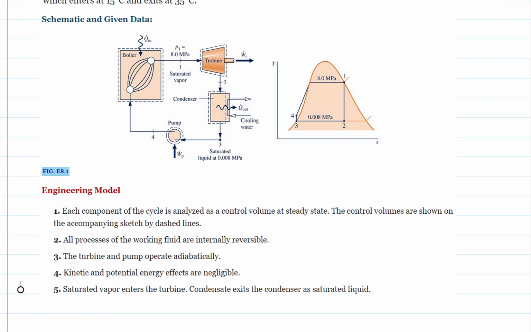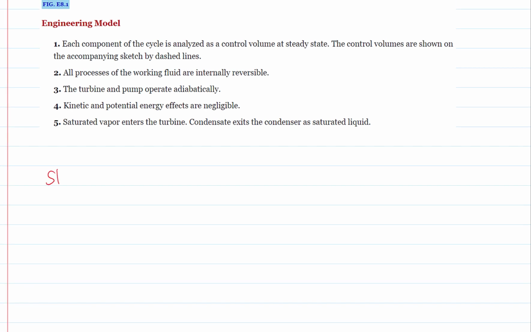We should be able to sketch the processes on a TS diagram for better understanding of the problem. Note that the processes in the pump and the turbine are isentropic, and the condenser and the boiler go through constant pressure processes. We'll need to know the enthalpy at each state for calculating various quantities in this problem. So I'm going to make a table to organize the data. So we have 4 different states. Second column is pressure in megapascal. Third column will be temperature, quality x, entropy, and enthalpy.